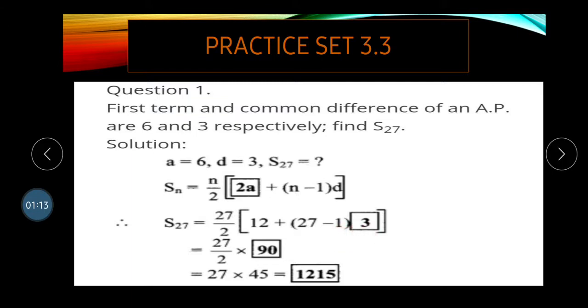Multiply, then we will be solving this, we will get 26 into 3, we will get as 78, and 78 plus 12, we will get as 90. So in this box, we need to write 90. When you divide 90 by 2, you get 45. So 27 into 45, we will get as 1215. So our S27 is 1215.